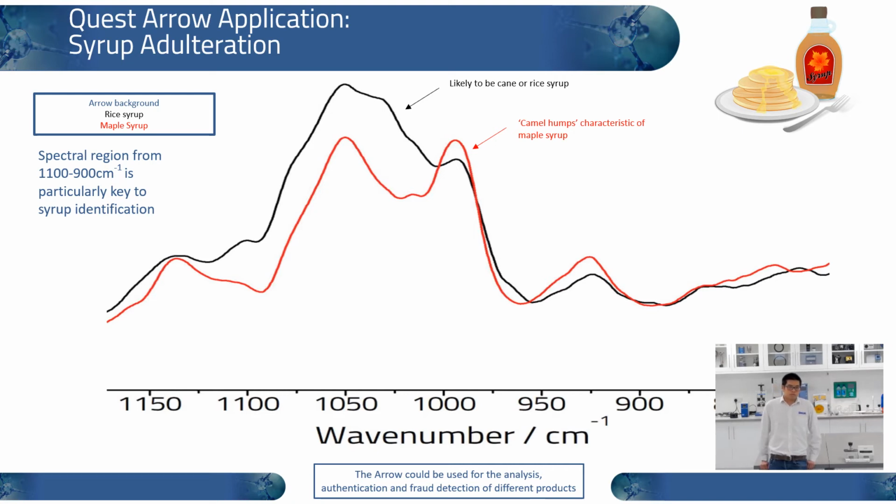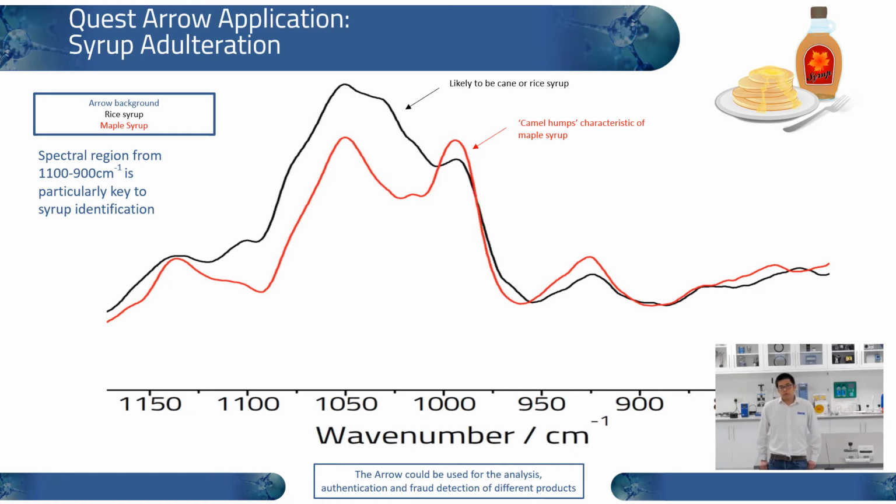Another use of the Quest Arrow would be the detection of adulterants in food products like syrup. In the world of syrup, maple syrup is considered to be the highest grade of syrups, and you can see in the red spectrum there, it's got a very distinctive set of peaks from 1100 to 900 wave numbers. I like to call it the camel humps, which is very characteristic of maple syrup.